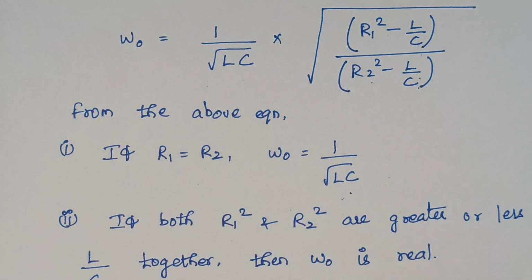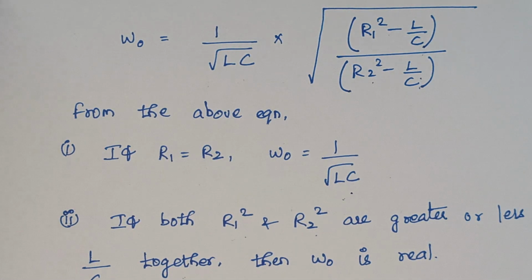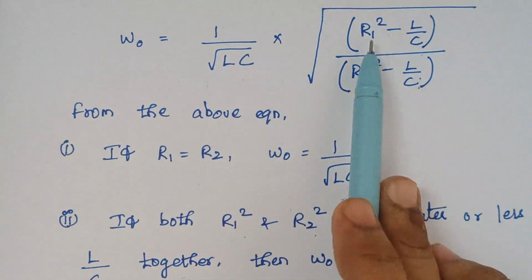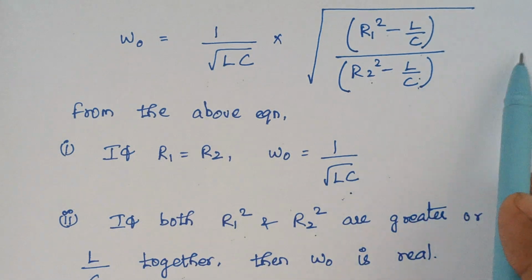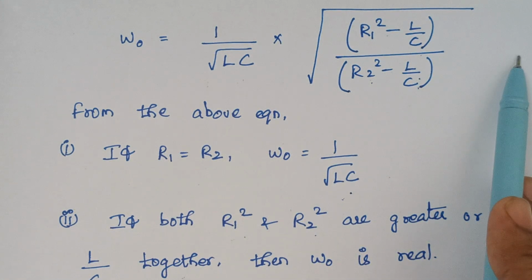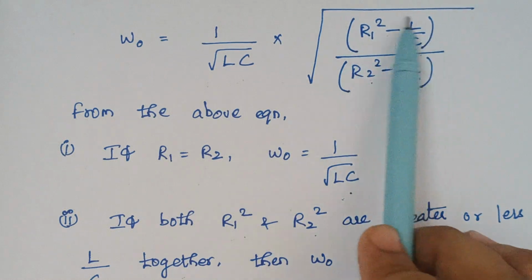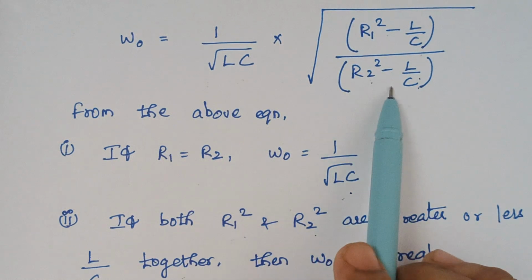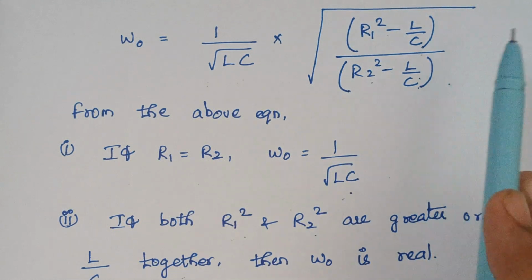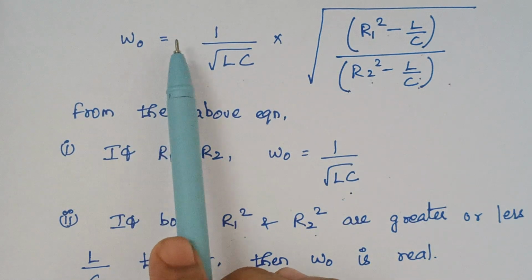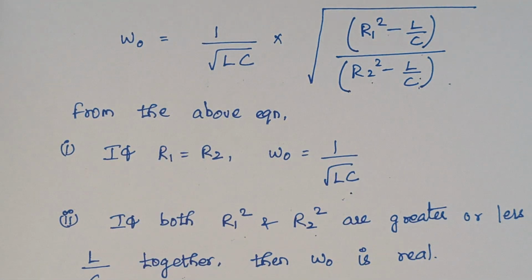And the next thing, if both R1 square and R2 square are greater or less than L by C together, that is in both the cases. For example, consider R1 and R2 are greater than L by C. So what happens? The output will be positive. Say yes or no. When R1 is greater than L by C, here the output is positive. Similarly, when R2 is greater than L by C, this output is also positive. So when this thing is positive, what happens to omega naught? The answer of this omega naught will be real. You will be having a real number.